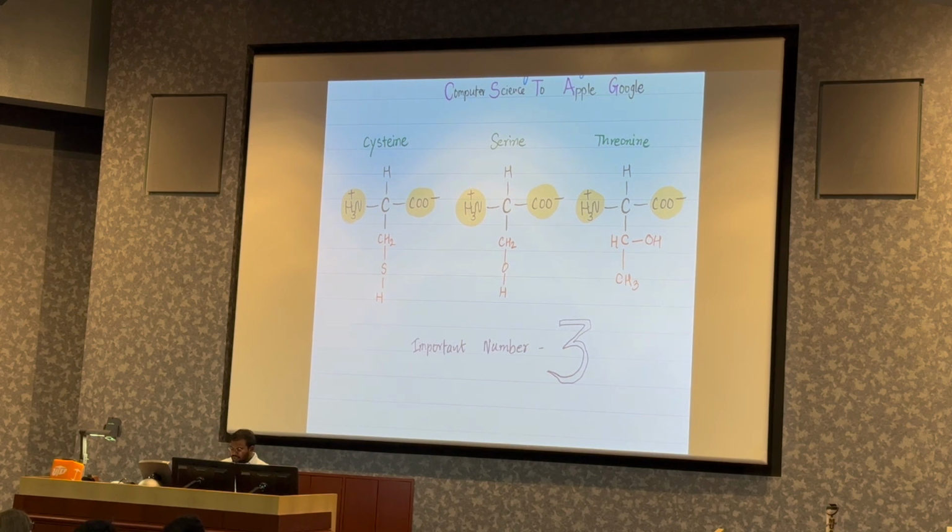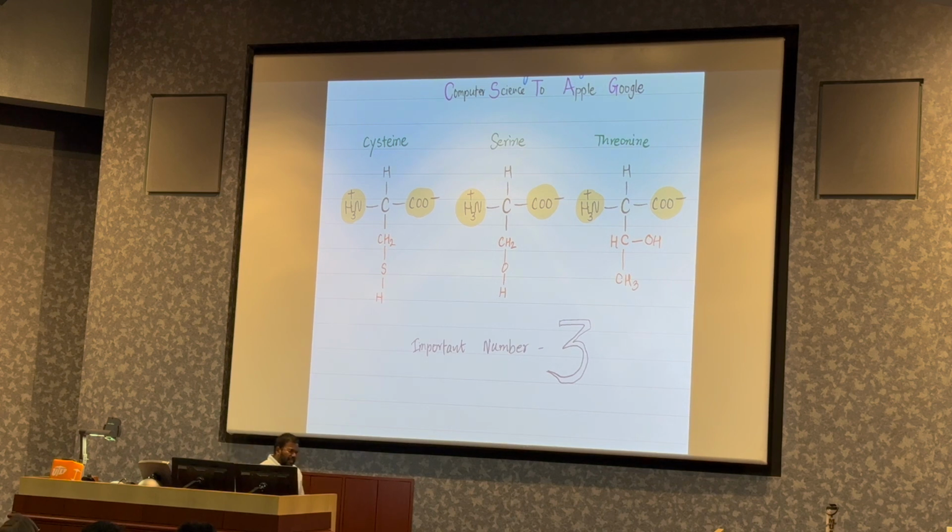So cysteine is CH2SH, which is 1, 2, 3. That's why I say number 3 is important. Serine is sulfur replaced by oxygen. Okay, can you see the correlation? The sulfur is replaced by oxygen, and that's it.